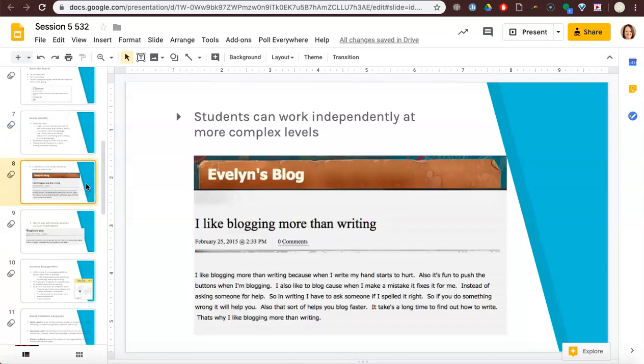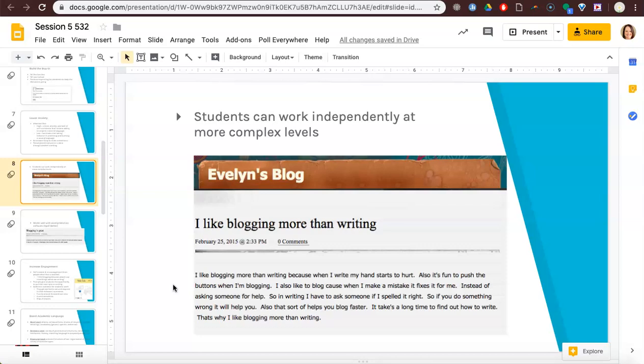Students can work independently at more complex levels. This is a writing entry done by a 4th grader, and I had just said, I'm going to be talking about blogging with some teachers. Tell me what you think. And this is what she wrote in her blog.